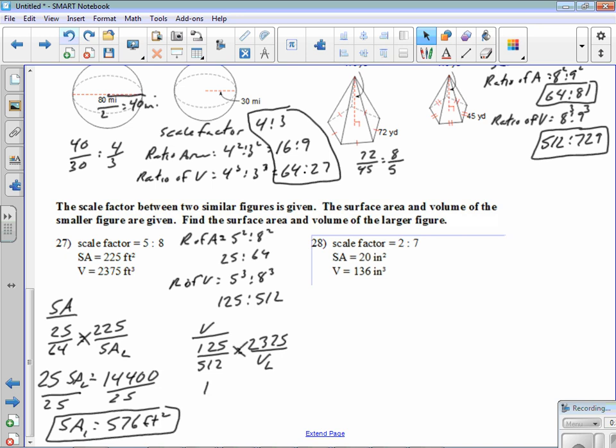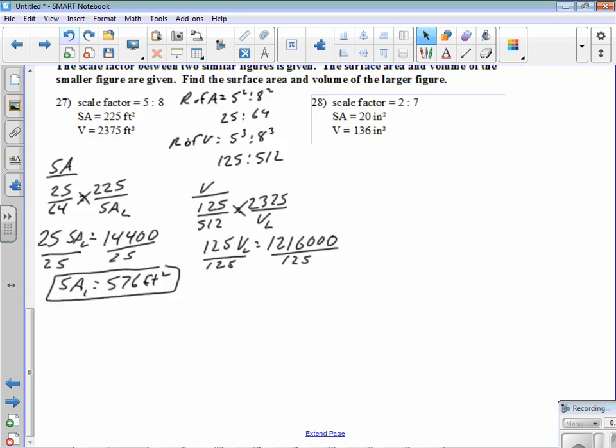Cross multiply. 125 times the volume of the large one is going to equal a big number, 512 times 2375, 1,216,000. Divide by the 125. So the volume of the large one is 9728, and that'll be feet cubed.